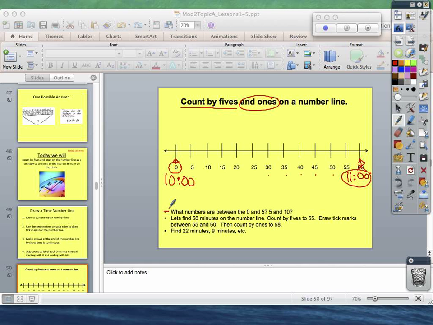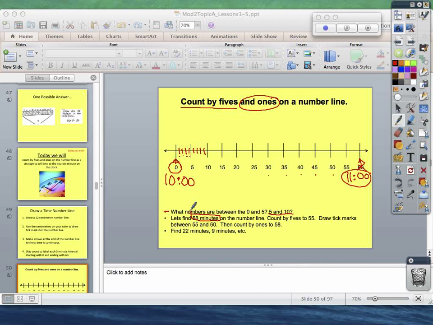So, 0, what comes after 0? Not 5. 1, 2, 3, 4. So if you were doing it by the minute, you would put these individual little ticks in there, individual little lines to show us minutes. So this would be 10:01, 10:02, 10:03, 10:04. Now it says what's between 5 and 10? What comes after 5? 6, 7, 8, 9. And then there's 10.